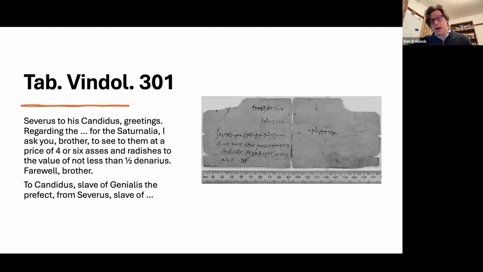They are slaves in the household of the prefect. So we sort of get a sense for the fact that not everybody here is necessarily a soldier, and we'll see that in some of the future evidence as well.